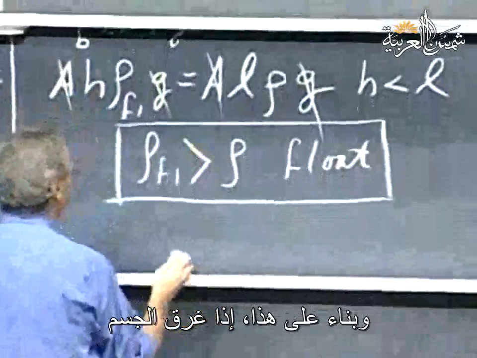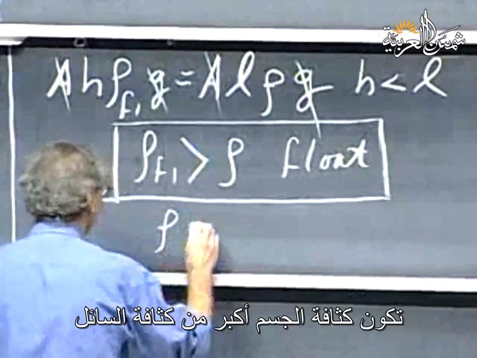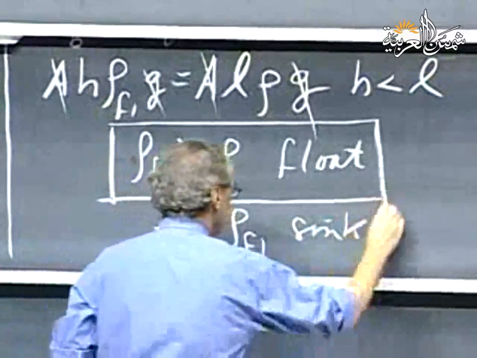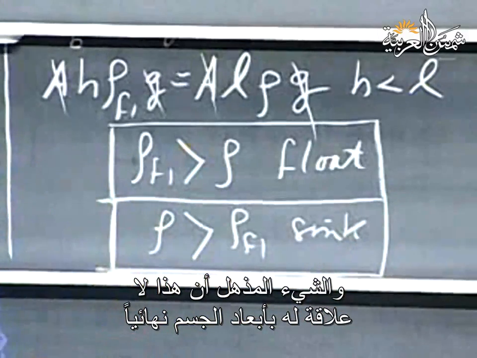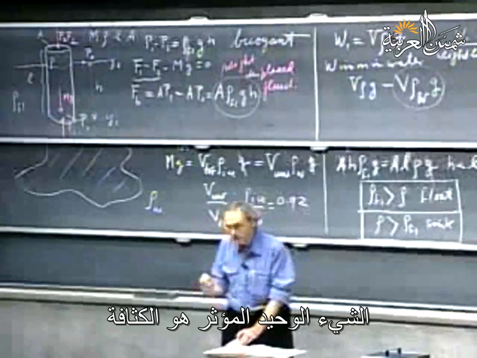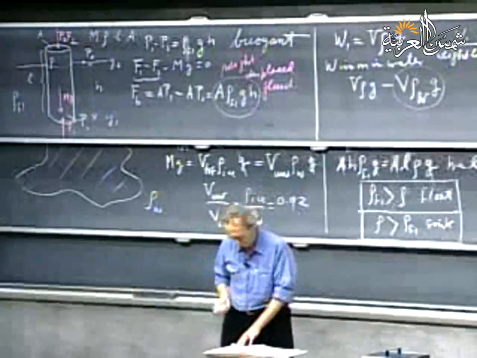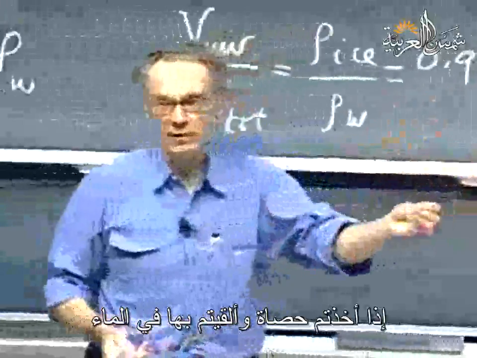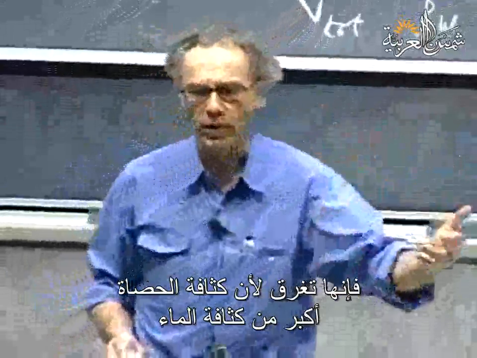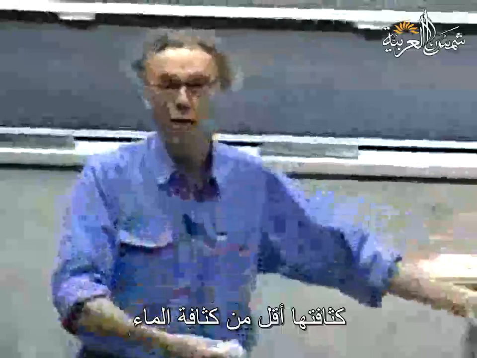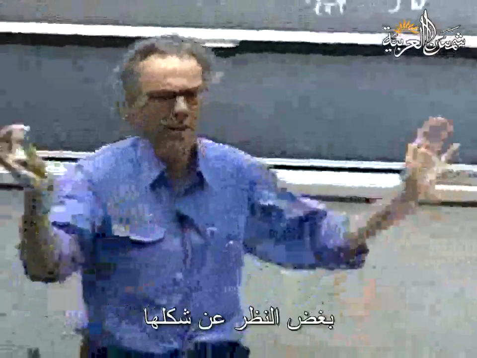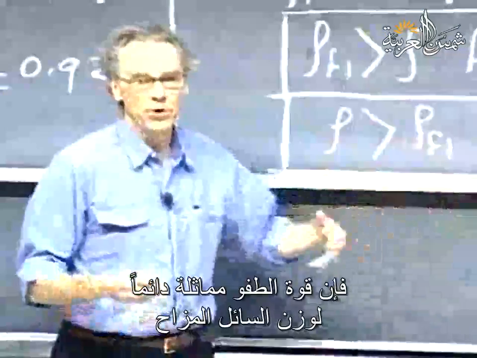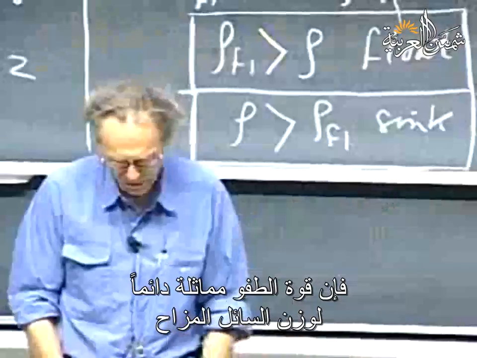And therefore, if an object sinks, then the density of the object is larger than the density of the fluid. And the amazing thing is that this is completely independent of the dimensions of the object. The only thing that matters is the density. If you take a pebble and you throw it in the water, it sinks, because the density of a pebble is higher than water. If you take a piece of wood, which has a density lower than water, and you throw it on water, it floats, independent of its shape. Whether it sinks or whether it floats, the buoyant force is always identical to the weight of the displaced fluid.